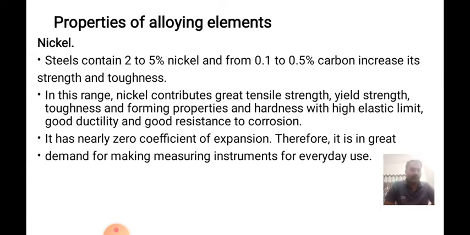First, we will have to understand why we are adding the alloying element into the steel. Okay, that is the important parameter. Means the different alloying elements have different properties. Each alloying element has an individual property, and by the addition of that alloying element into the steel, the particular properties we can improve or increase for that parent material, is it?